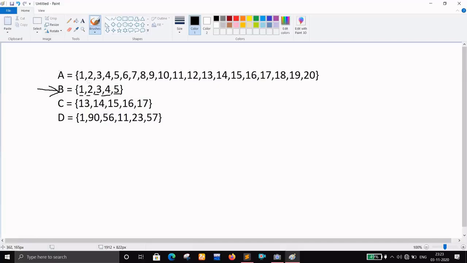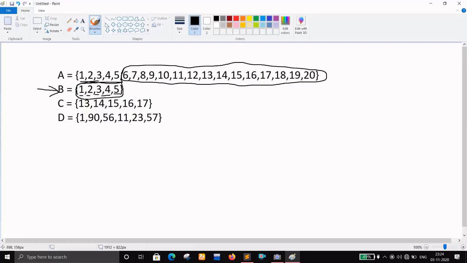We cannot. Now here we say A is a superset of B, because A has all the elements that B has, as well as many other elements which B does not have. So these are the things that B does not have, but A has. But these are the things which A has, which B also has.